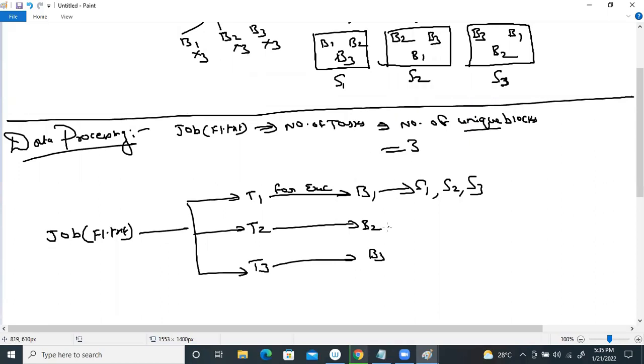Fine. T2 task: who should execute it? S1, S2, or S3 can execute. T3 also S1 or S2 or S3. So assume the master node is selecting S1 for executing this T1 task. Assume the master node is selecting S1 only for executing the T1 task.